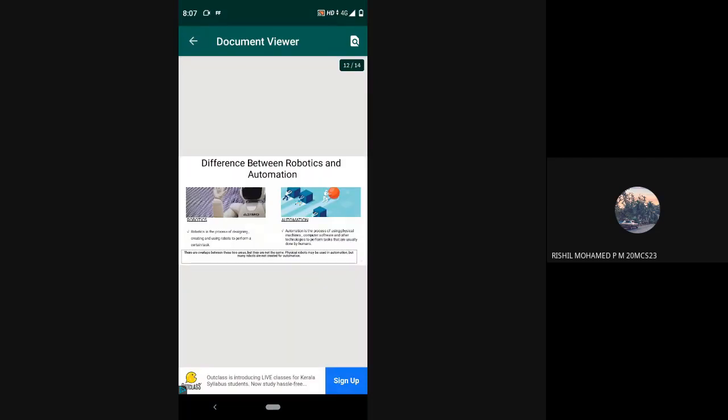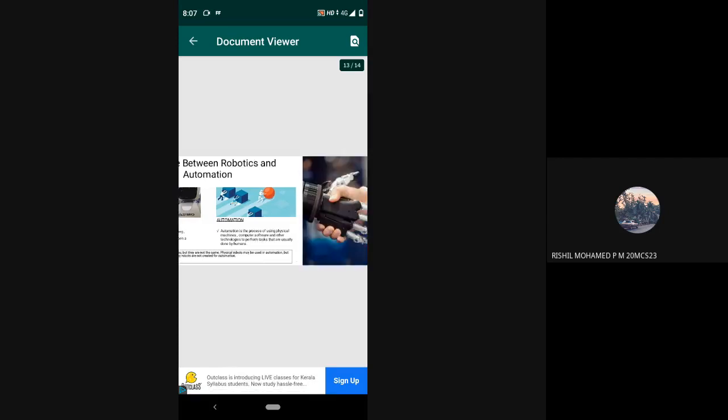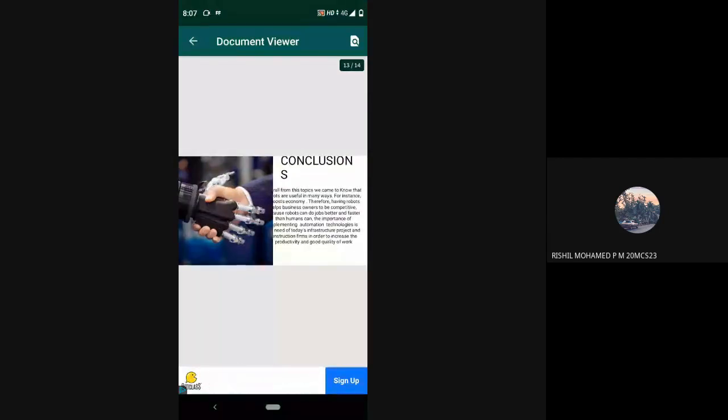So, that brings me to the end of my presentation, and let me give you a summary of what we have been talking about over the last few minutes. Overall, from these topics, we came to know that robots are useful in many ways. For instance, they boost the economy. Therefore, having robots helps business owners to be competitive because robots can do jobs better and faster than humans can.